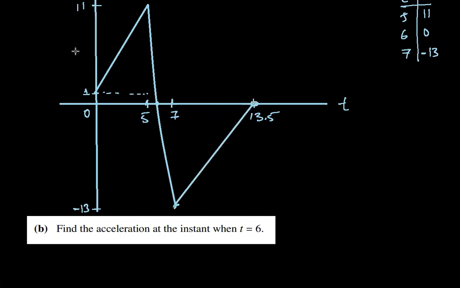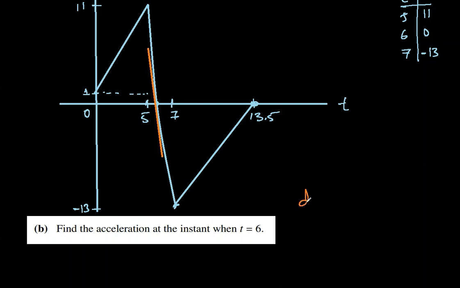This is the graph. This is a straight line, this is a curve, and that is a straight line. This is how our VT graph will look. Part B says find the acceleration at the instant when t is equal to 6. So basically they're asking you to find the gradient of the tangent at this particular part. And how do we find the gradient of a tangent?